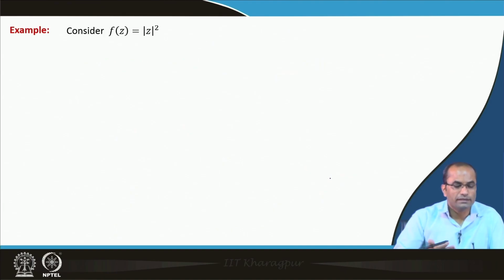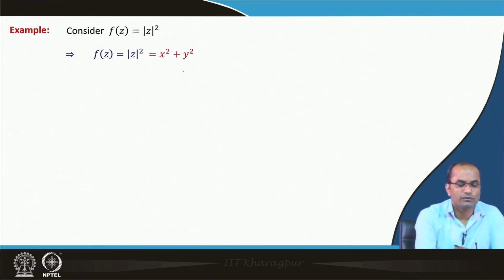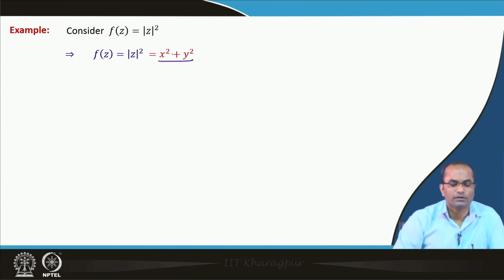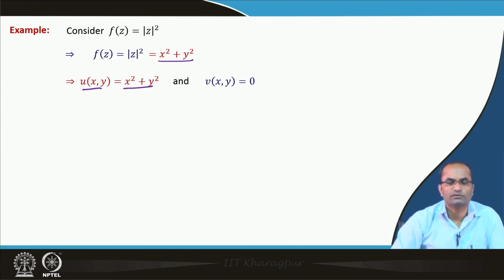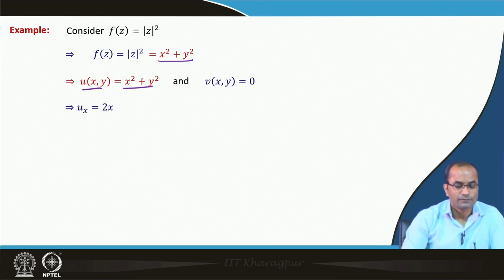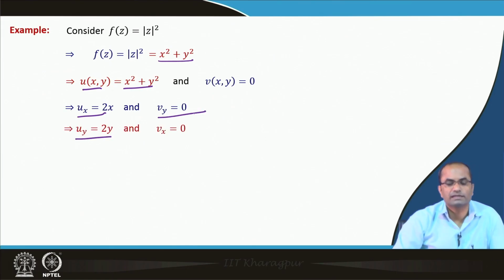Okay. So, in this example f(z) is equal to the absolute value of z whole square, we will observe now. So, again f(z) is absolute value z square, we can break into real and imaginary parts. Because the absolute value of z is the square root of x square plus y square, and we are talking about the whole square, this is just x square plus y square. So, u(x,y) is x square plus y square, and v(x,y) is naturally 0 here, there is no imaginary part. So, u_x is 2x and v_y is 0. So, u_y is 2y and v_x will be 0.